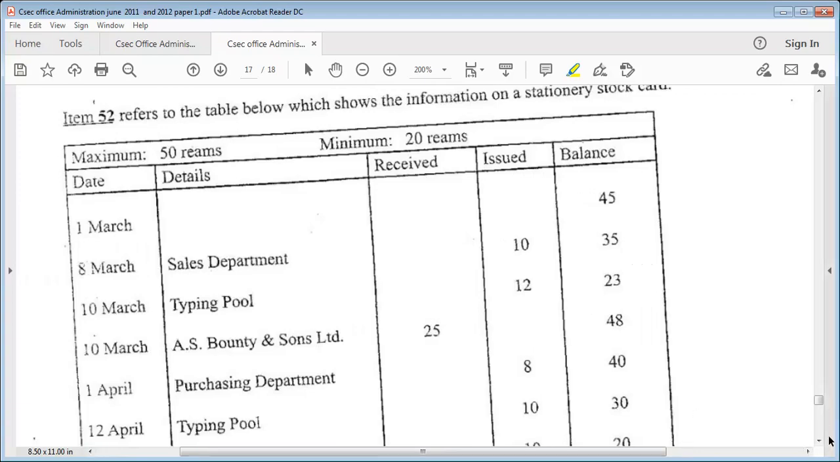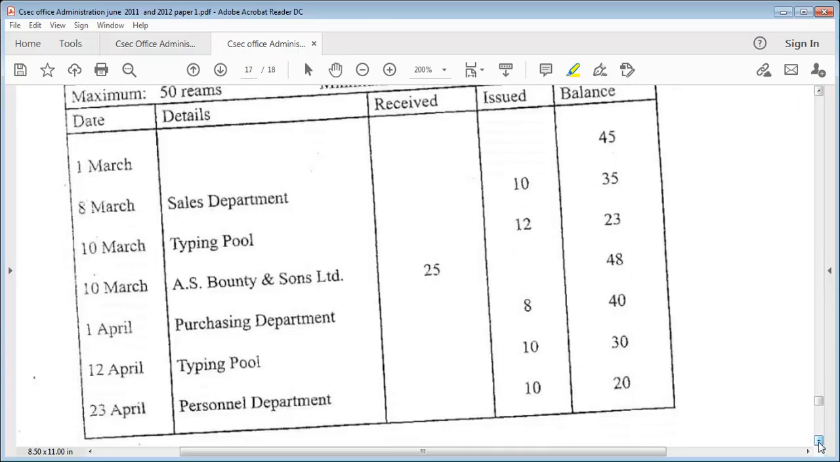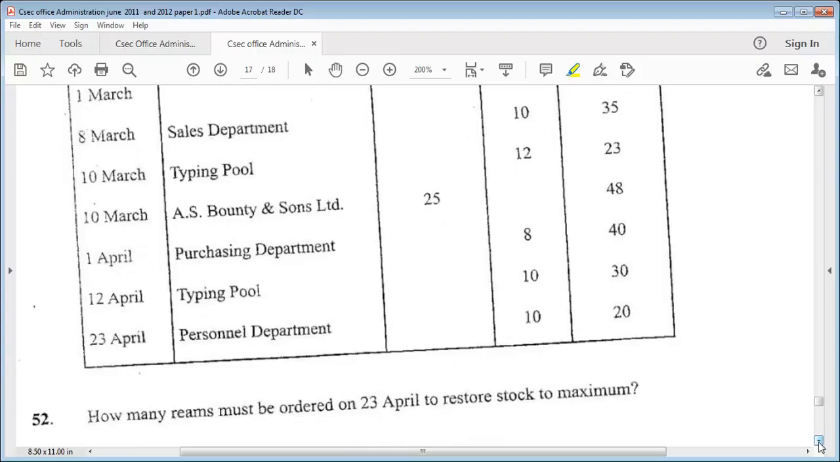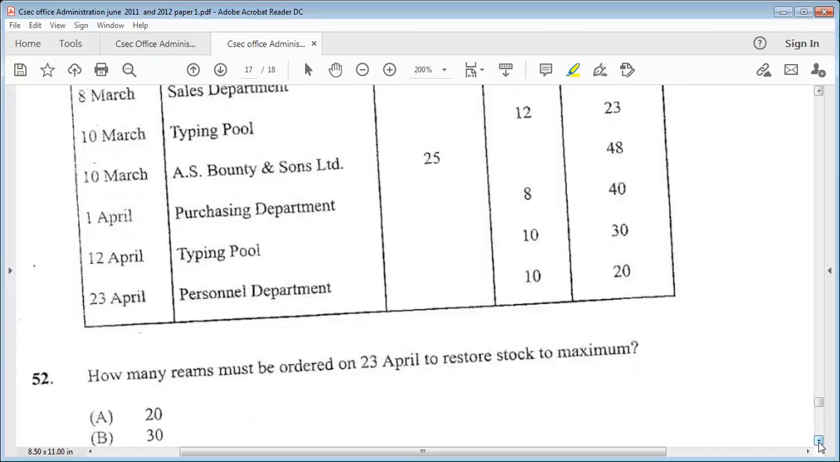So that we had a balance of 40. Take away 8 from that, 48, we left with 40. Now on the 12th of April, time bill pool issued 10, so 30 was left. Then the 23rd of April, we had personal department, 10 issued 10, so 20 was left.